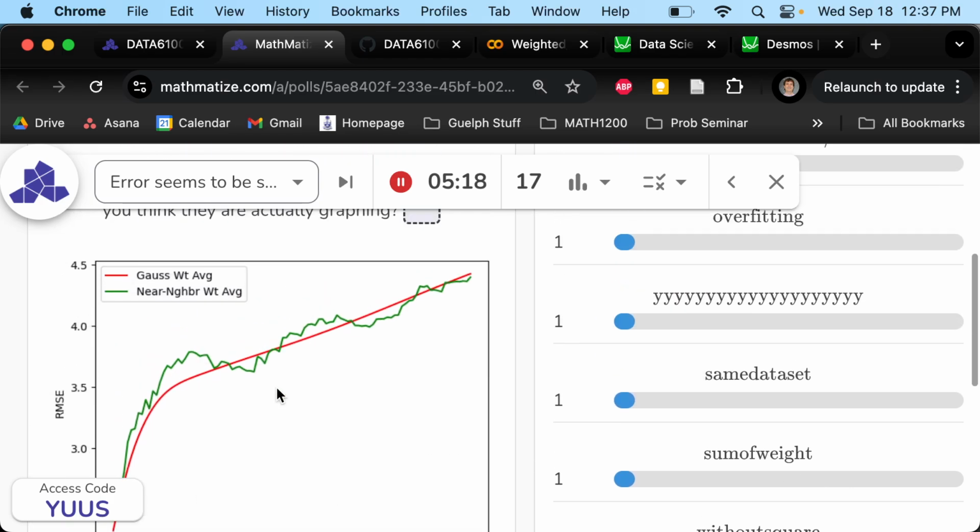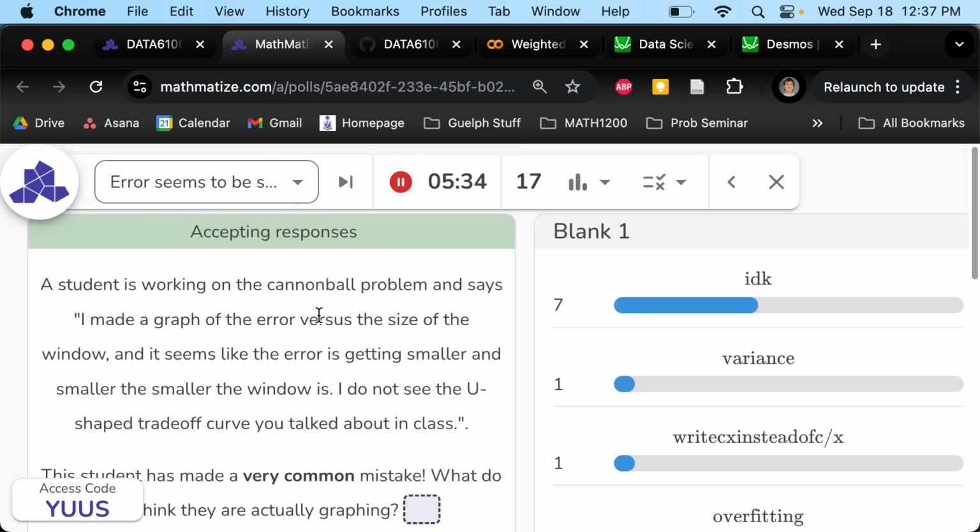So this is the error. This is an error, but it is not the error that we want. And this is the mistake that people make. When you say the word error, you are not being specific enough on what you mean. So when the student said, I made a graph of the error, you should interrupt the student. Don't let them finish the sentence and say, what error are you talking about? Because there is more than one type of error. And you might say, well, so far, I haven't seen more than one type of error.